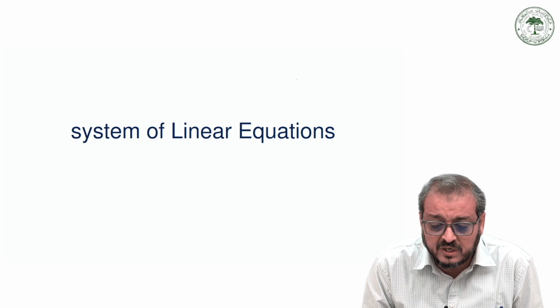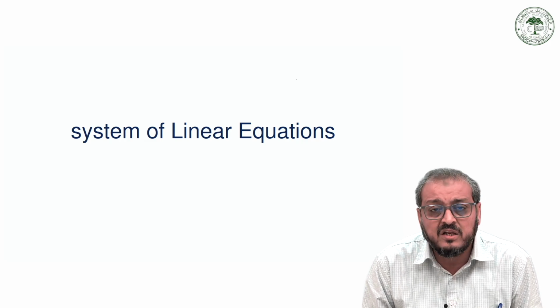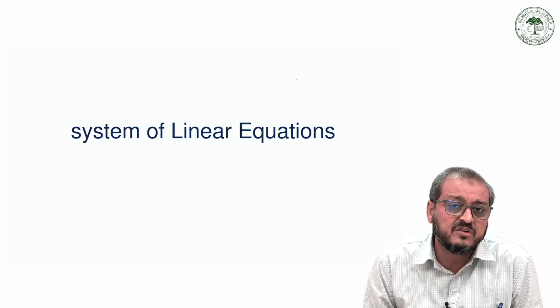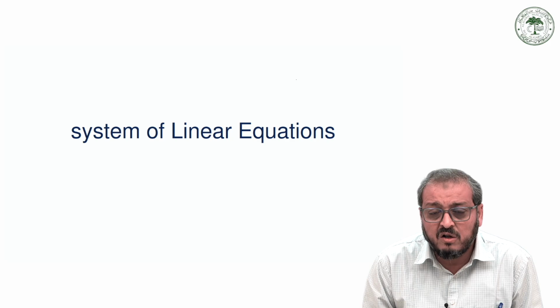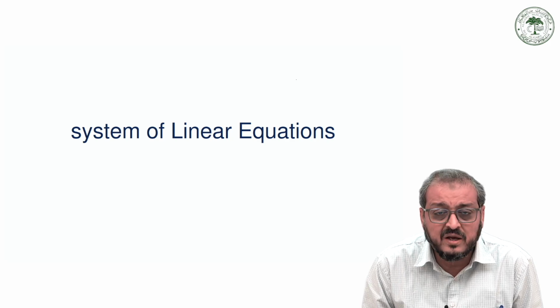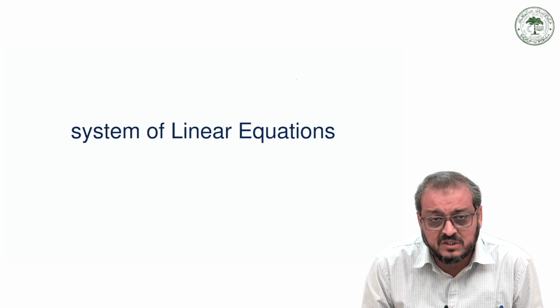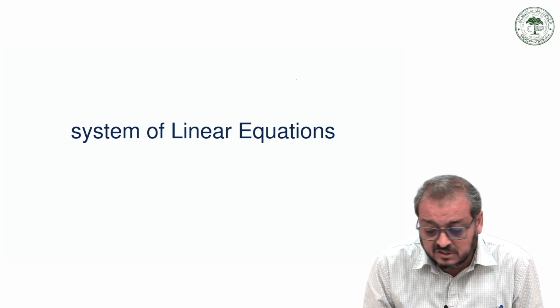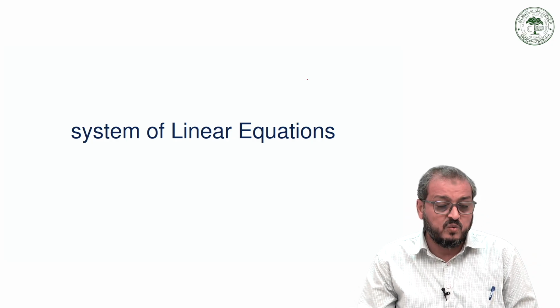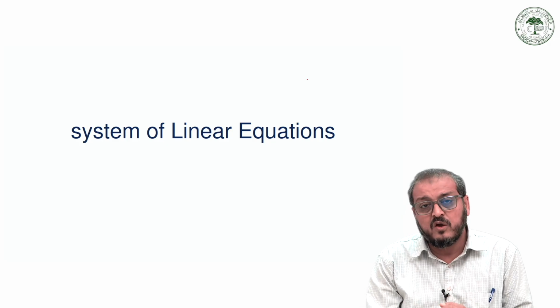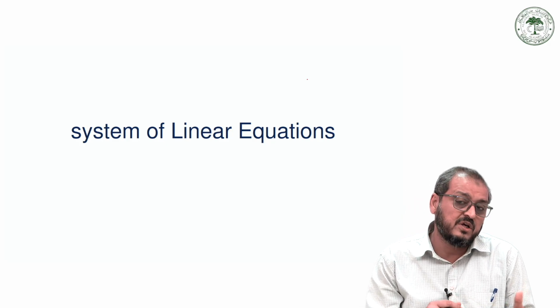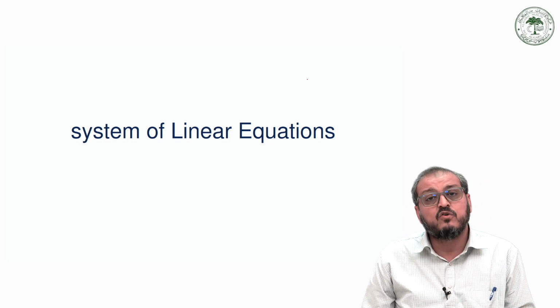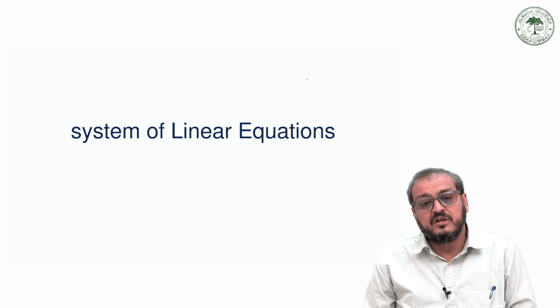We also saw that linear equations are equations where all the powers of x are equal to 1, and a1, a2, an are any constants and b is also a constant. In this class we will discuss systems of linear equations, meaning we have more than one linear equation in this form, and we call this a system of linear equations.